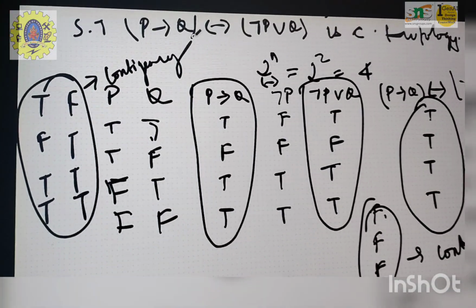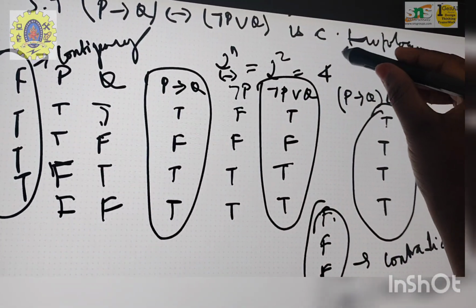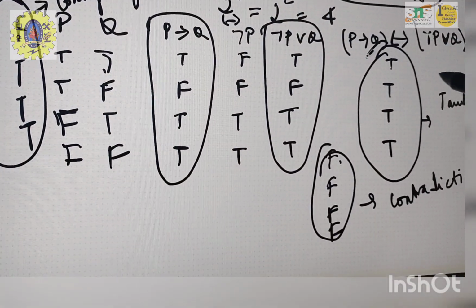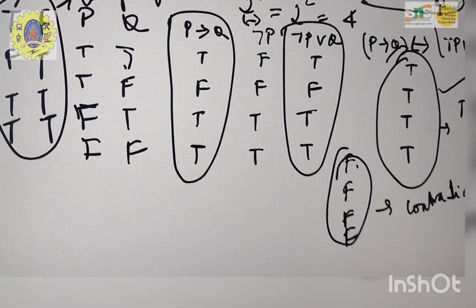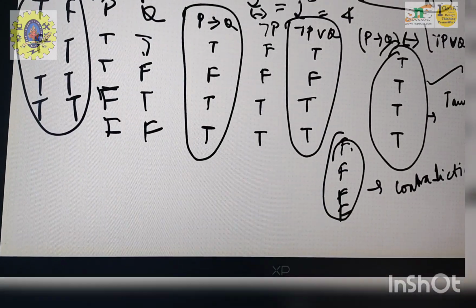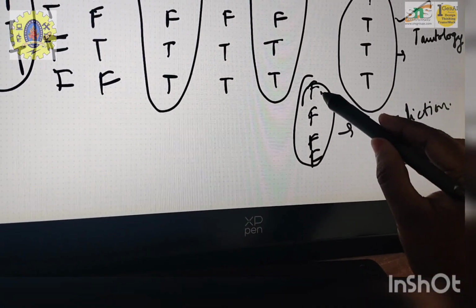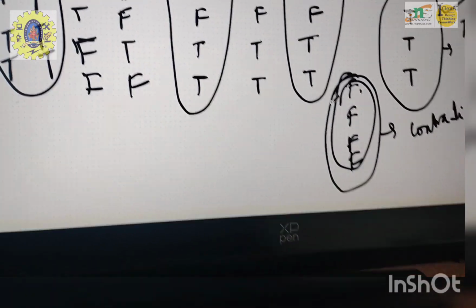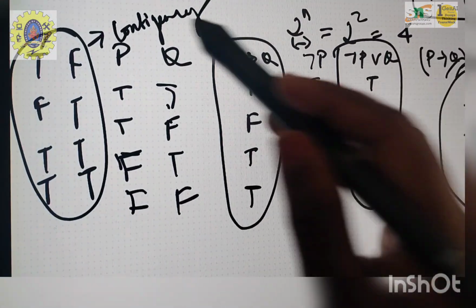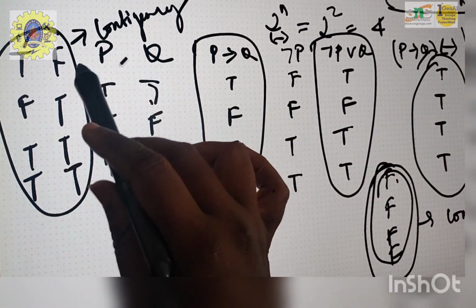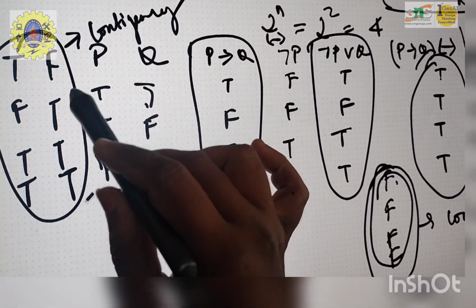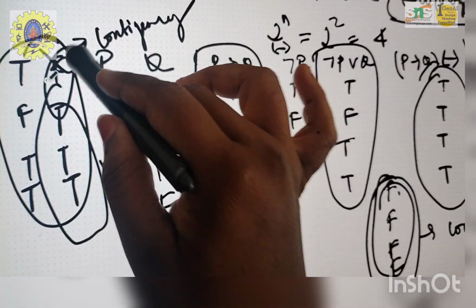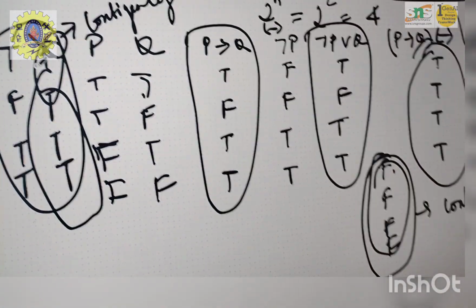If they are asking for a tautology, we have to prove that the statement's answer is concluded as all true. If they are asking for a contradiction, our statement will be concluded into all values as false. If they are asking for a contingency, our statement will be a mix of true and false values, like false, true, true, true. Then it means a contingency.